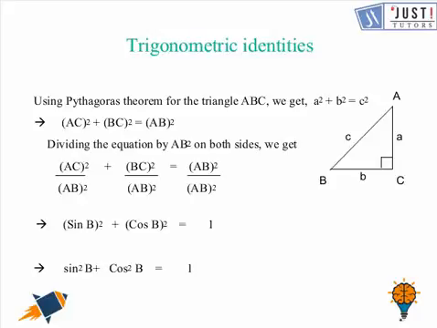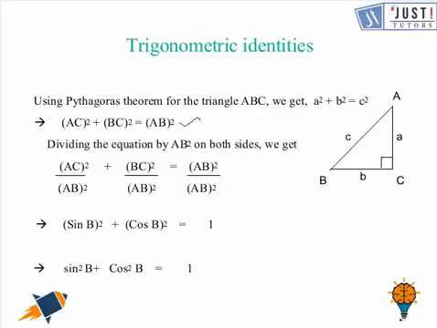So let us say that we have a right angle triangle ABC, which is right angled at C, and we know that AC is equal to a, AB is equal to c, and BC is equal to b. Now we need to apply the Pythagoras theorem here, which says that the square of the side that is opposite to the right angle is equal to the sum of the squares of the other two sides. That means BA square is equal to AC square plus BC square. So we've written that here already.